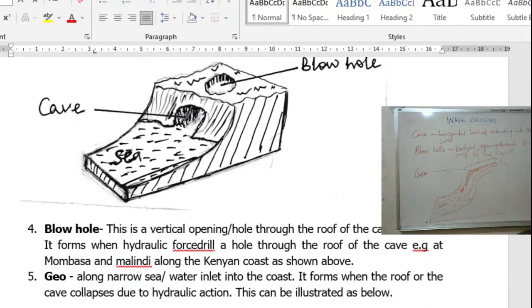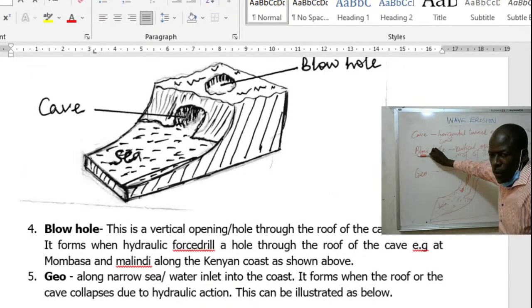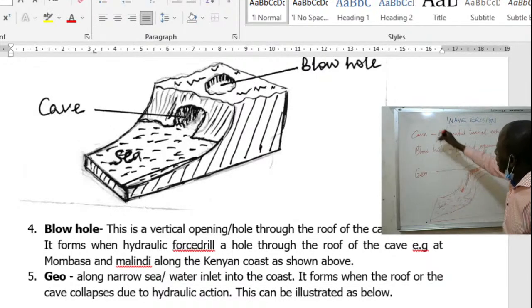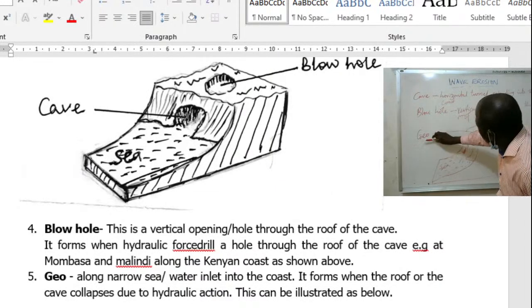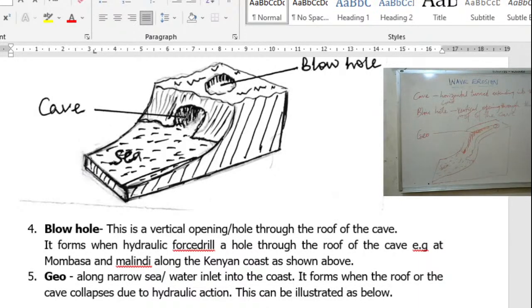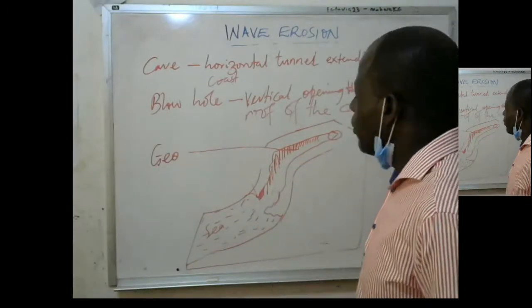You see that the formation of the cave eventually gives way to the formation of the blowhole. The same actions that brought about the blowhole may continue within the cave and lead to the collapse of the roof of the cave to form the geo. The three are said to be in the same family simply because the mechanism of formation runs from one to the other. So you cannot have, for example, the blowhole without a cave, and you cannot have a geo forming where there is no cave. It begins with the cave, then the blowhole, and then eventually the geo forms.